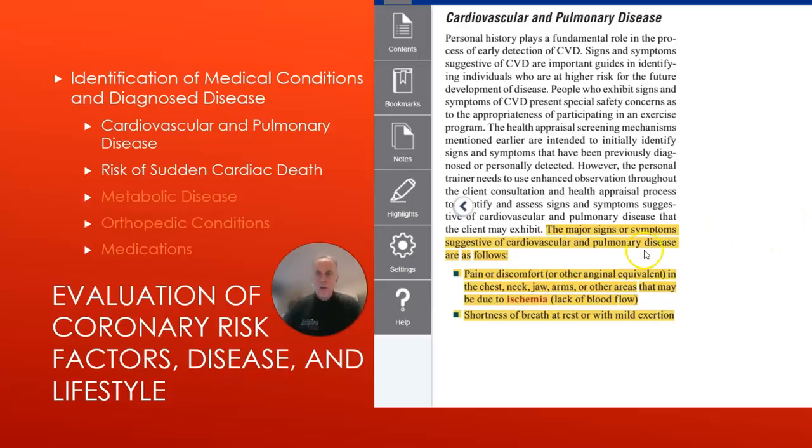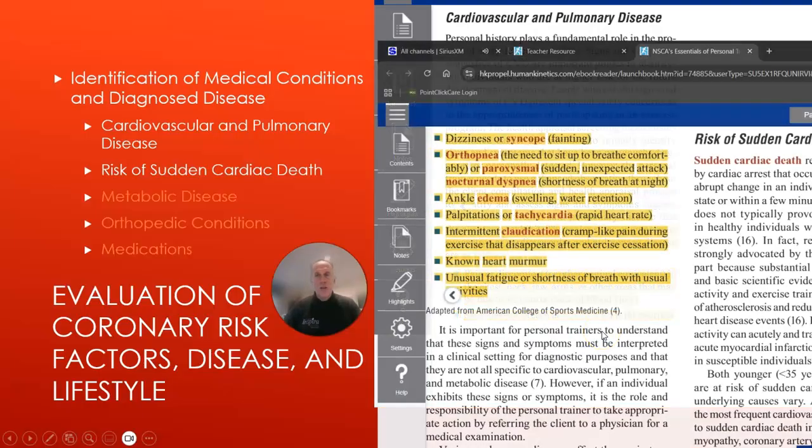They do a good job of this, but they note signs and symptoms of cardiovascular and pulmonary disease: pain or discomfort in the chest, neck, jaw, arms, or other areas that might be due to ischemia, which is a lack of blood flow; shortness of breath at rest or with mild exertion; dizziness, which is syncope; orthopnea; paroxysmal, meaning sudden or unexpected, nocturnal dyspnea, meaning shortness of breath; ankle edema, swelling; tachycardia, elevated heart rate; intermittent claudication; known heart murmurs; unusual fatigue; and shortness of breath with regular activities. So those are the things you're looking out for with cardiovascular and pulmonary disease.